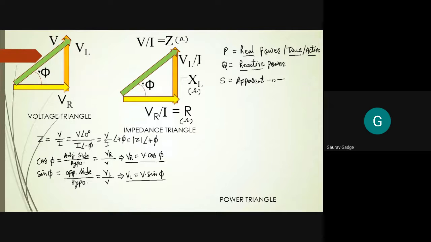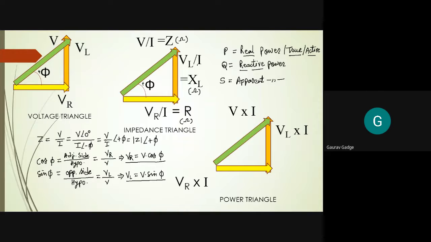Okay. Now, to get the power triangle, you have to multiply that voltage triangle by current I, because we know power is equal to V into I. So VR into I, VL into I, and V into I. But what is VR from that voltage triangle? VR is equal to V into cos phi. VL is equal to V into sin phi. So V into I into cos phi is P, V into I into sin phi is Q, and V into I is S.